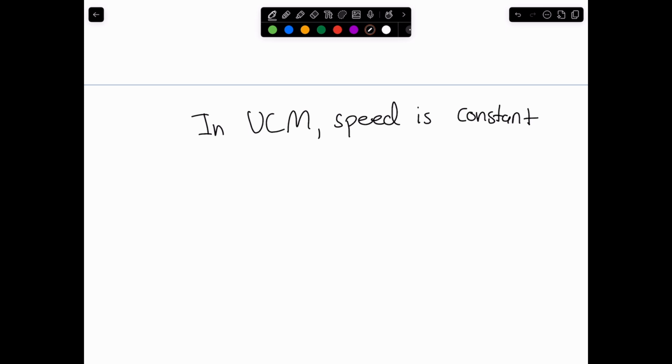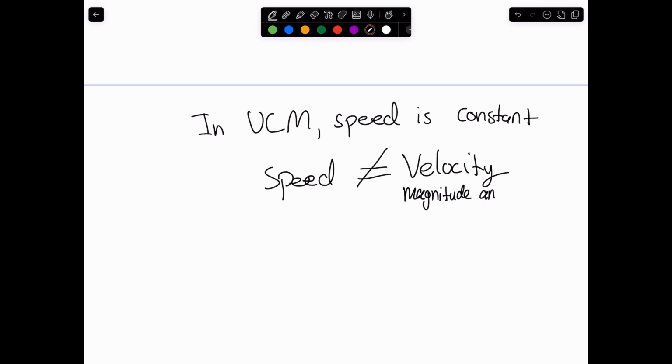I said speed, not velocity. These are entirely different concepts. Remember that velocity has magnitude and direction because it's a vector, while speed is just magnitude.